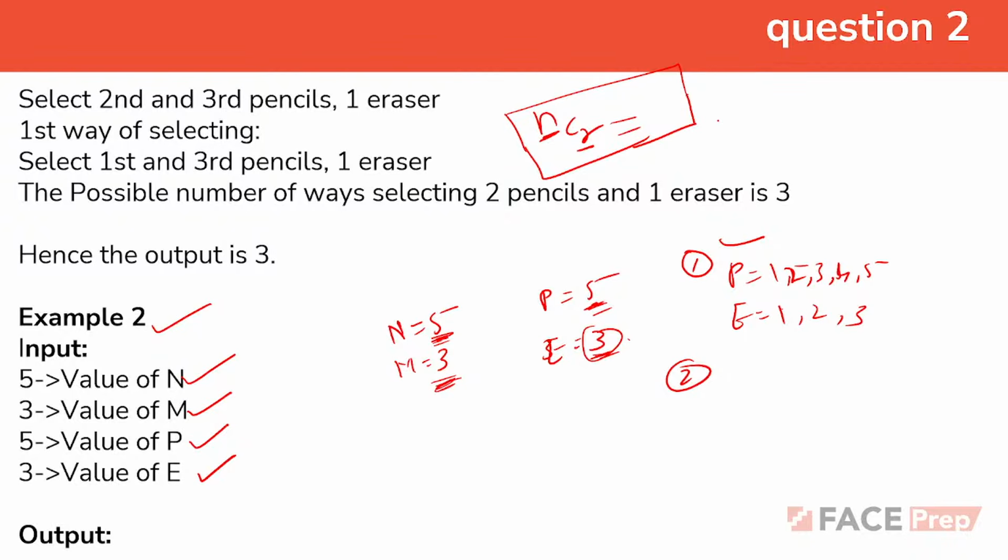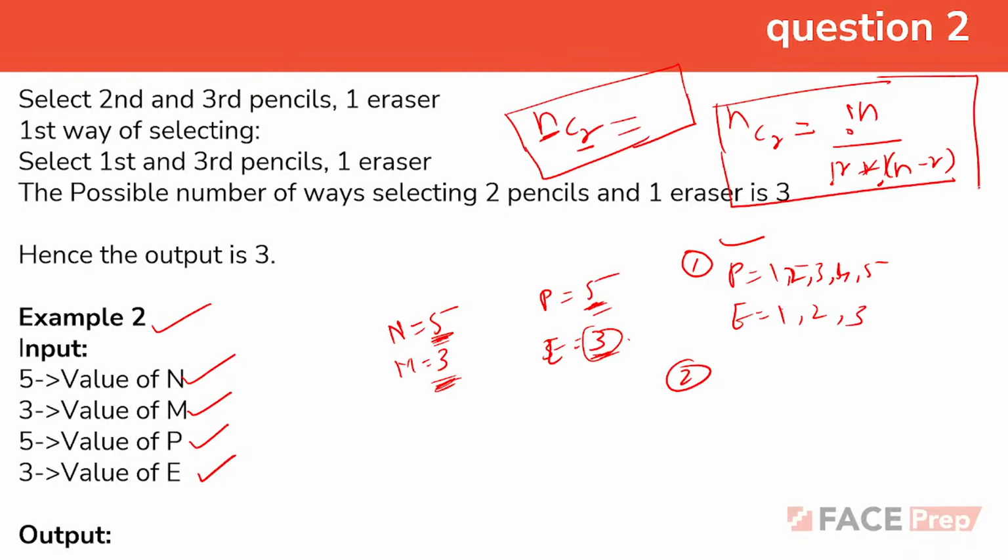So what is the formula for NCR? For NCR, the formula is n factorial divided by r factorial multiplied by factorial of n minus r, right? N minus r over here. So this is the actual formula. We need to apply the same formula over here to solve this question.